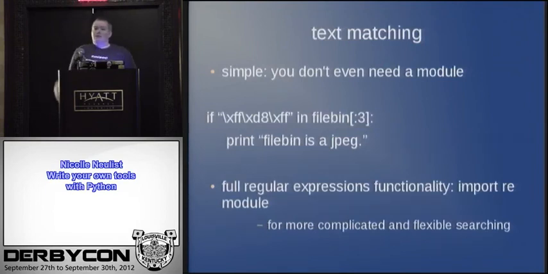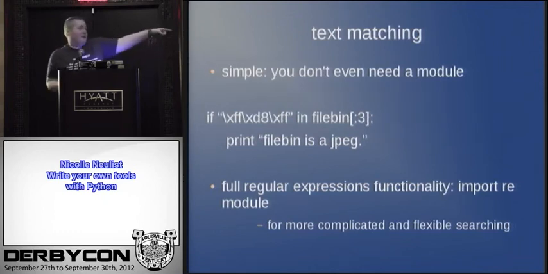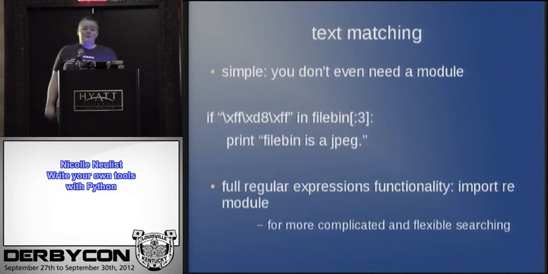We already, as you could see, did a little bit of text processing with the cutting off of the bytes we didn't care about on that extract host name from a DNS query. Simple text matching, you don't need a module for it. \x is just a hex escape. So if FF, D8, FF in hex are in the first 3 characters of some file binary, that's a magic number for a JPEG, and it's going to tell you the file is a JPEG. If you need anything more sophisticated than that, like full-on regular expressions, you can import the re module and get regular expression pattern matching.